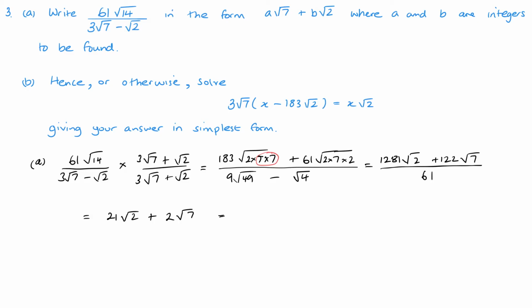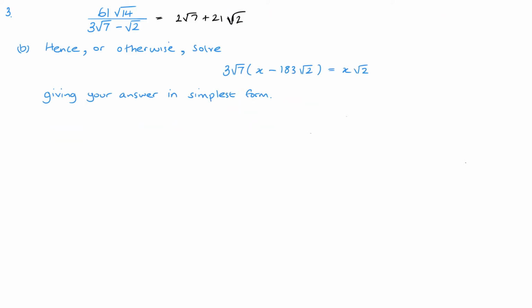Just putting it now into the same form as the question. So 2 root 7 plus 21 root 2. So there we have A is 2 and B is 21 there. Okay.